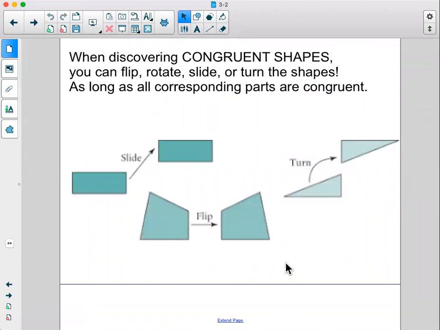And when you're talking about congruent shapes, remember they might not look it at first because you could slide them, flip them, rotate them in space, but as long as there's a way that you could get them to line up with every corresponding part exactly the same on top of each other, they could be considered congruent shapes.